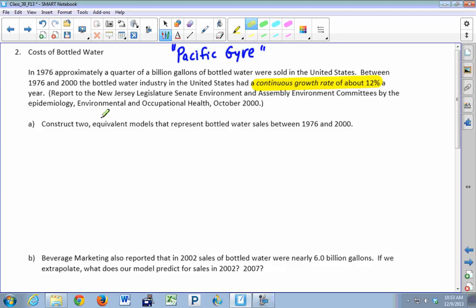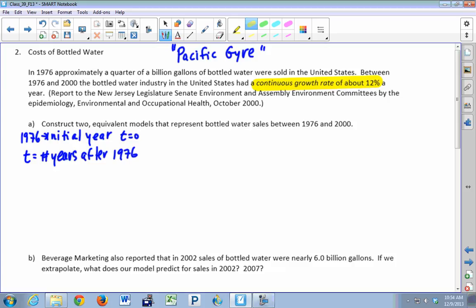So let's construct 2. So you can see that these 2 models are equivalent. 2 equivalent models that represent bottled water sales between 1976 and 2000. So what's going to be our initial year here based on what you've just read and heard? What will be the initial year? 1976, right? So our initial year will be 1976. So 1976 is what we're going to call t equals 0. So t itself will represent the number of years after 1976.